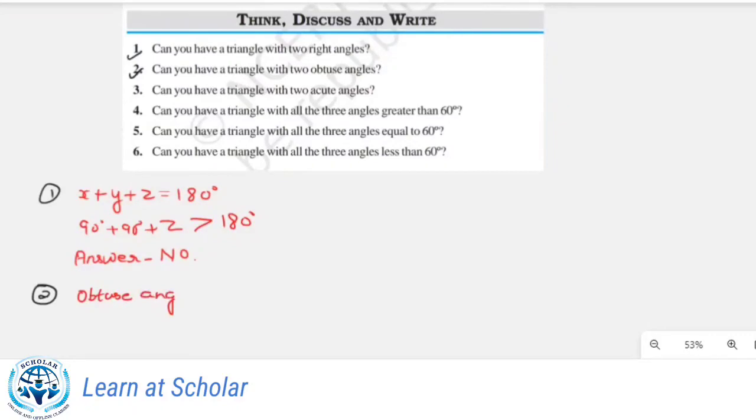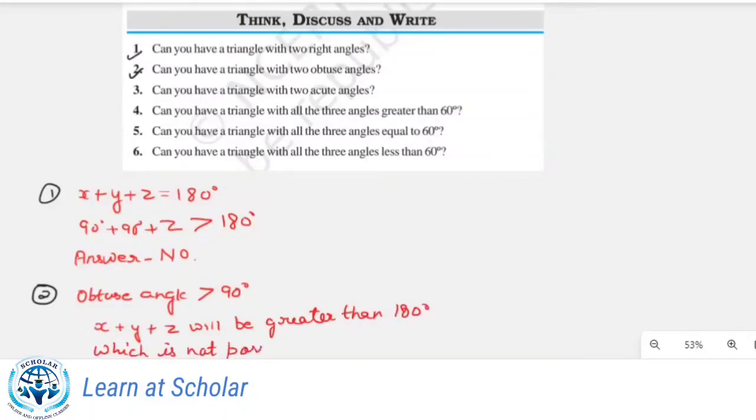The second one, can you have a triangle with two obtuse angles? Obtuse angle is greater than 90 degree. If we have two obtuse angles in a triangle, the sum will again exceed 180 degree. This is also not possible. So the answer is no.